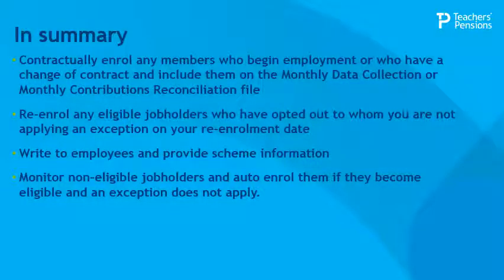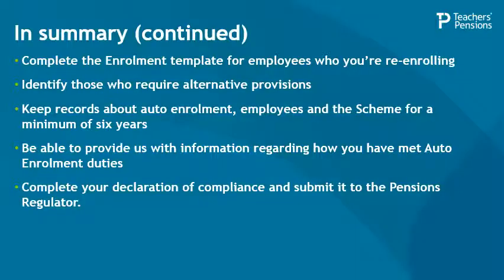You also need to monitor non-eligible job holders and auto-enrol them if they become eligible and an exception does not apply. You also have to complete the enrolment template when you have a member of staff who is opted out and they're either being contractually enrolled or brought into the scheme under the auto-enrolment criteria. If you're on the new monthly contributions reconciliation process, then the auto and contractual enrolment process is incorporated within that, so you don't need to complete a separate enrolment template. You need to identify those members who require alternative pension provisions.